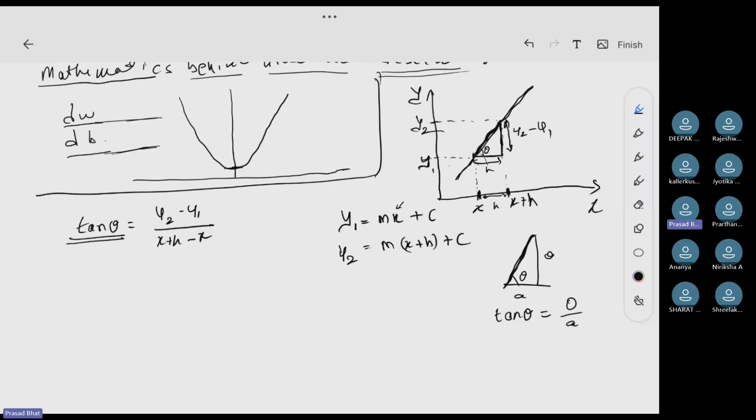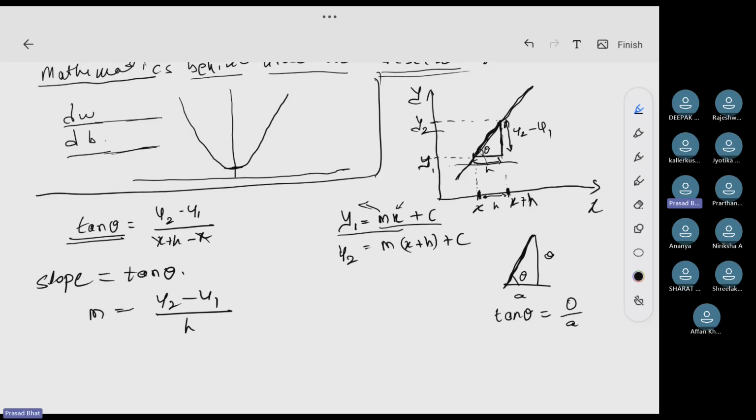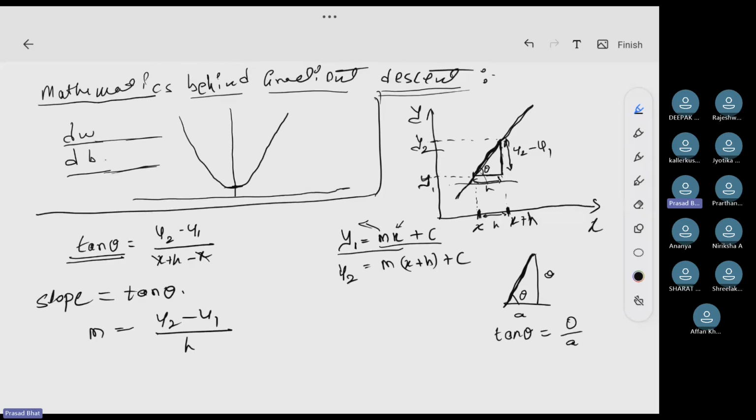Okay. Now, tan theta has a special significance in any geometrical representation. Tan theta, at least in this situation, in this slope intercept form that we are using for a straight line, right? Now, this particular m value, the slope, is actually represented by tan theta. So essentially m is equal to y2 minus y1 divided by h, since these two get cancelled out.